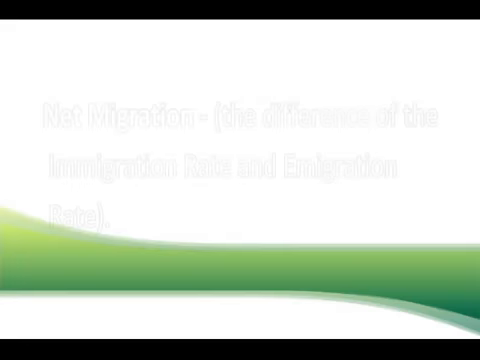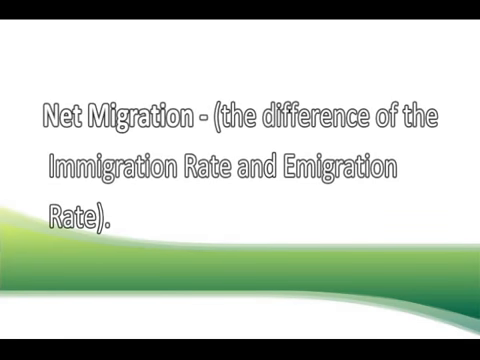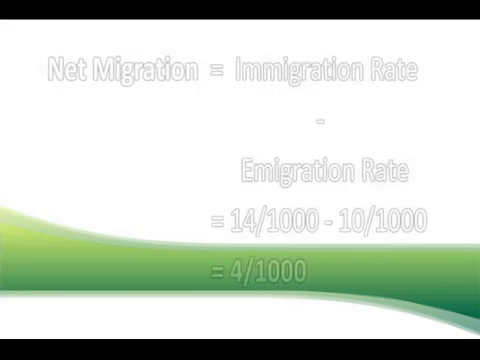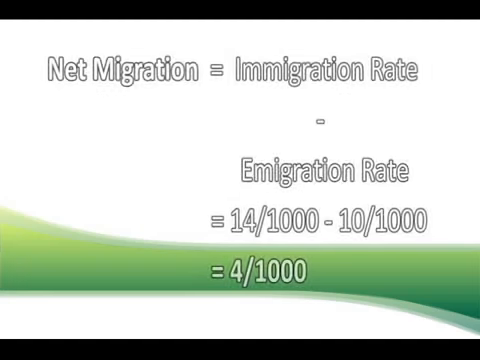Again, with these two sets of calculations, we are able to find the net migration, which is the difference of the immigration rate and the emigration rate. Net migration equals immigration rate minus emigration rate, which is 14 over 1,000 minus 10 over 1,000, which equals 4 over 1,000.